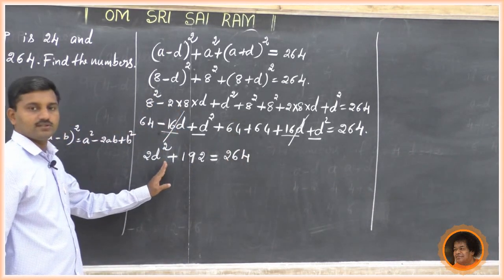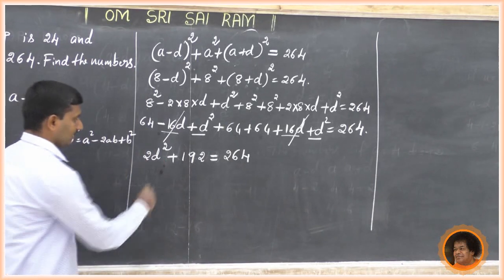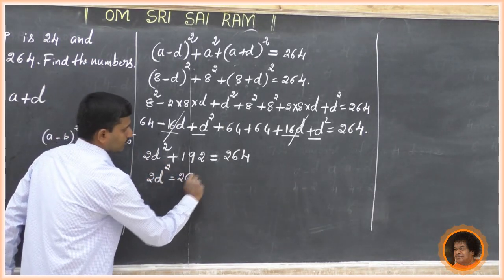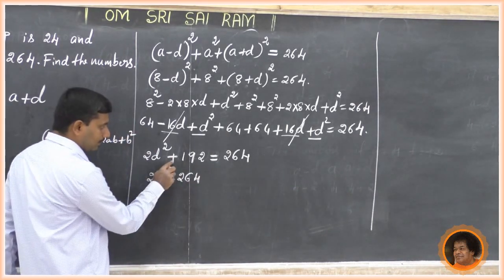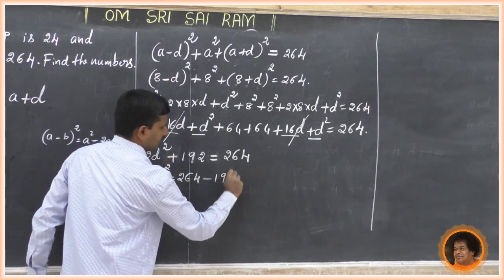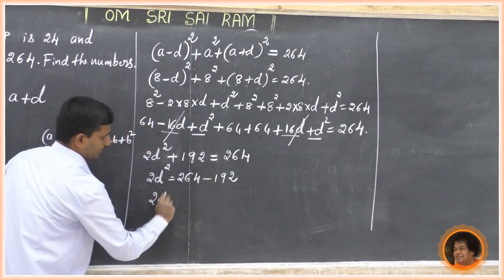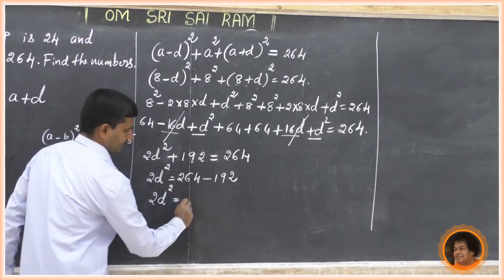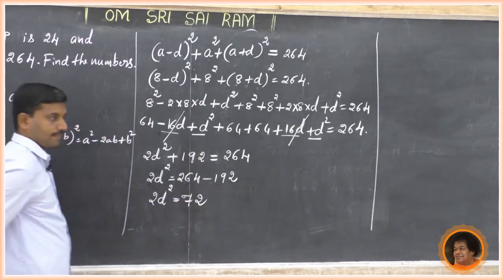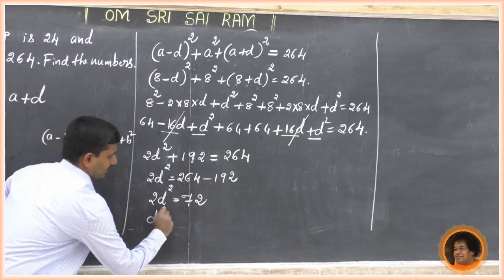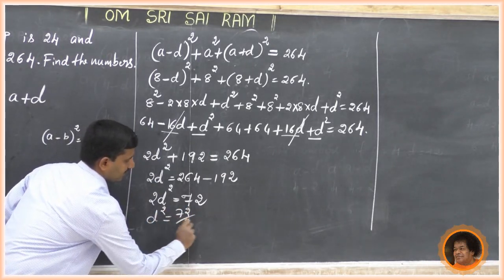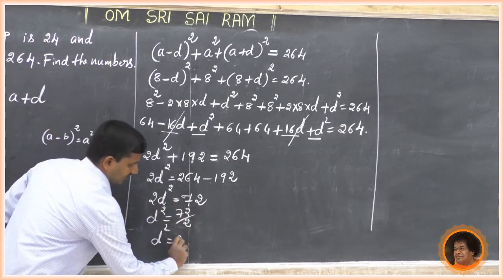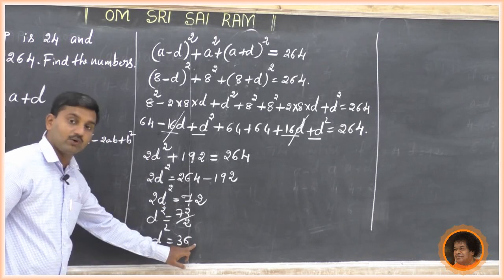So from this we have to find the value of d. Transpose the constant term: 2d square equal to 264 minus 192. So 264 minus 192, that is 72. So d square equal to 72 by 2, divide, so that is 36. So d square equal to 36.